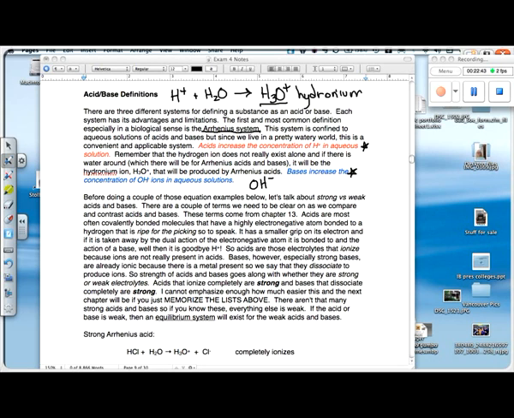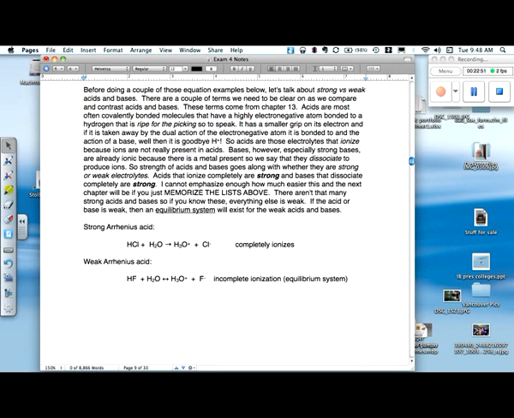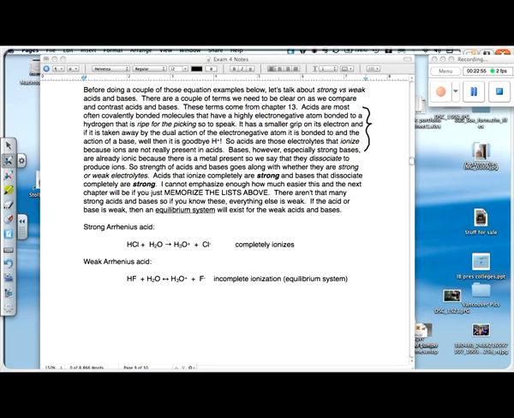Now, revisiting strong versus weak. I'm going to scroll. Now, why is an acid an acid? And I go through that right here. The reason that an acid is an acid is because hydrogen is bonded to some highly electronegative element like chlorine or fluorine, or in the case of the oxyacids, nitric and sulfuric and so on, hydrogen is not bound to the central atom. It is bonded to one of the oxygens.